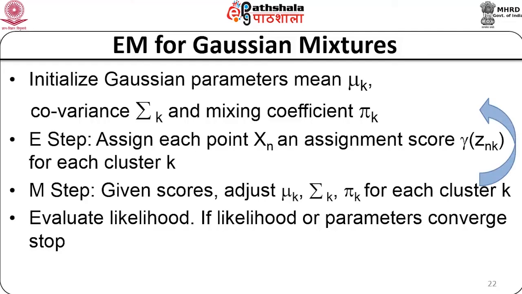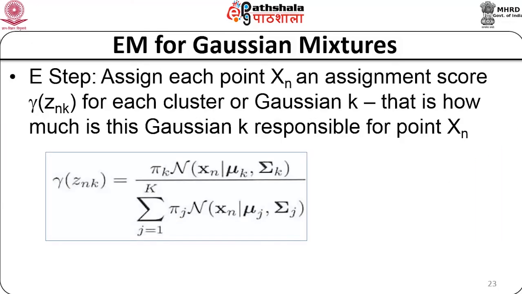So, basically given those scores you will adjust the values, with those values again you will calculate, then again you will give a score, then again you will calculate the model parameters, go back and so on. So, essentially what we are doing is you are assigning each point xn an assignment score for each cluster or Gaussian k, that is, how much is this Gaussian k responsible for the point xn. That is essentially what you are saying.